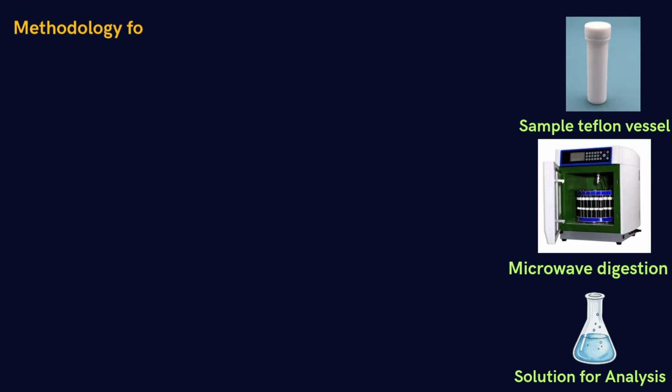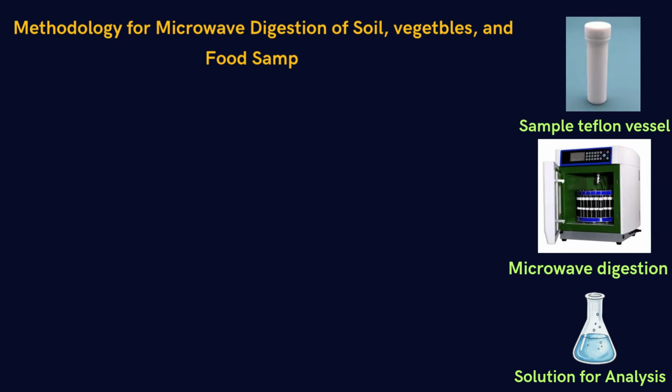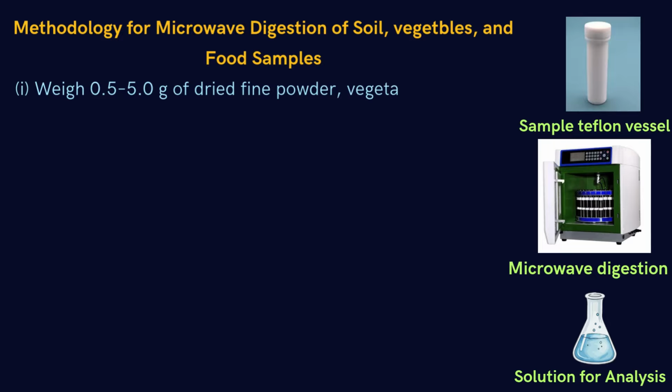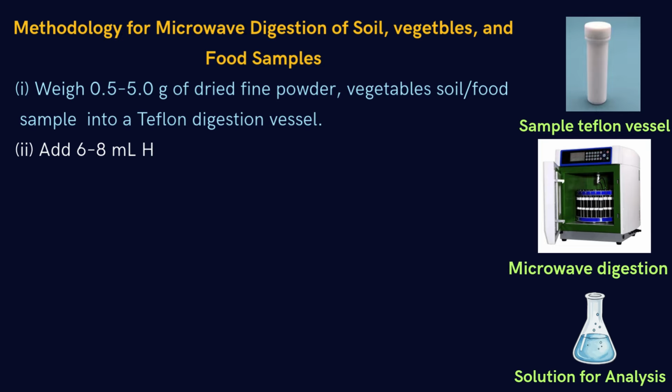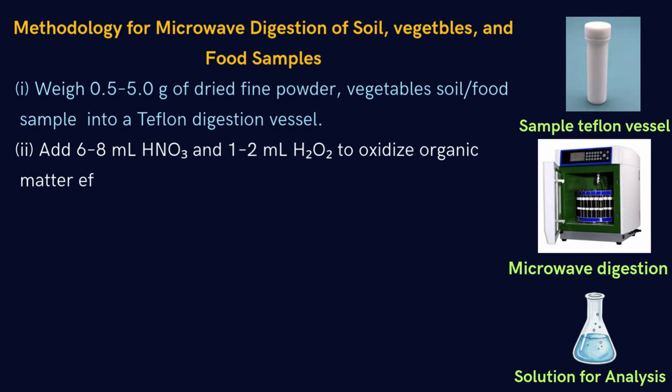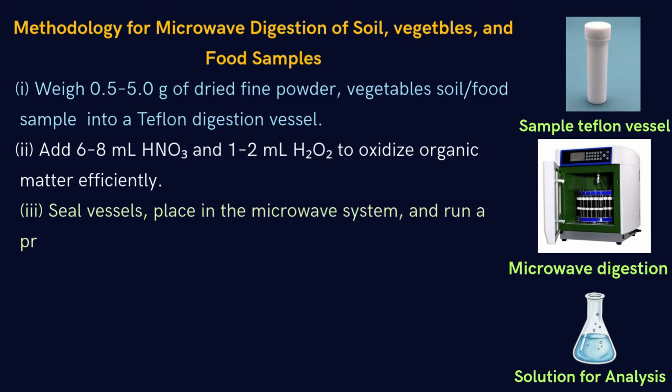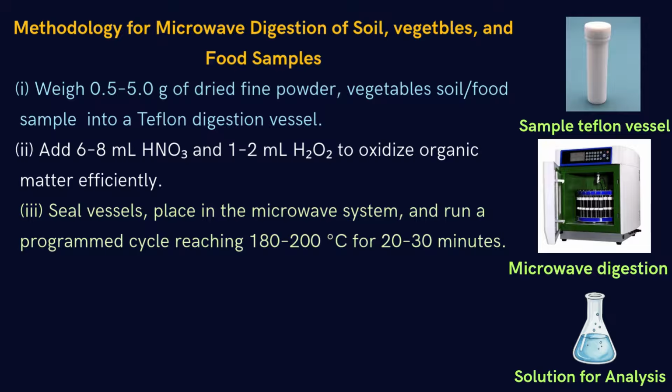Here we learn the methodology for microwave digestion of soil, vegetables and food samples. Firstly, weigh 0.5 to 5 gram of dried fine powder, depending on concentration of metals, vegetable, soil, food sample into a Teflon digestion vessel. Second is, add 6 to 8 milliliters HNO3 and 1 to 2 milliliters H2O2 to oxidize organic matter efficiently. Third one is, seal vessels, place in the microwave system, and run a programmed cycle reaching 180 to 200 centigrade for 20 to 30 minutes.